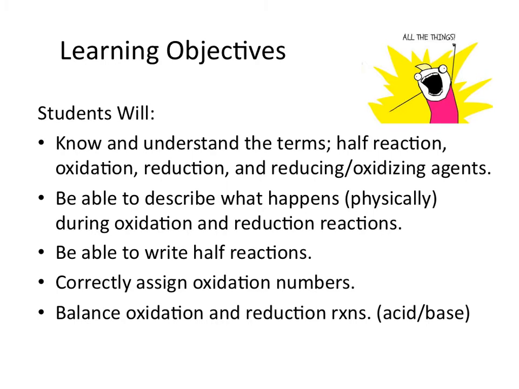The first 2 sections that we're going to be looking at are sections 1 and 2, and we're going to be able to learn a few skills such as understanding terminology such as half reactions, oxidation, reduction, and of course reducing and oxidizing agents. We're going to be able to describe what's happening physically during these types of reactions, and we'll be able to write the half reactions, correctly assign oxidation numbers, which you guys have already looked at, as well as balance oxidation and reduction reactions in acidic and basic conditions.